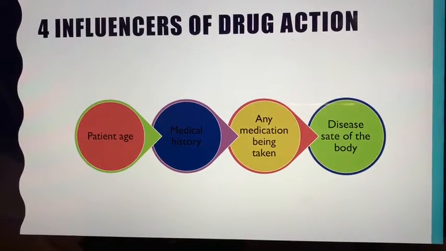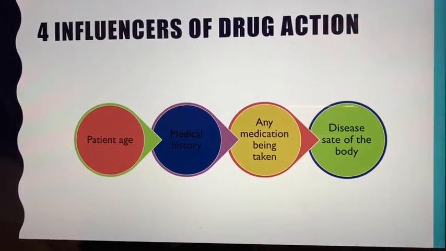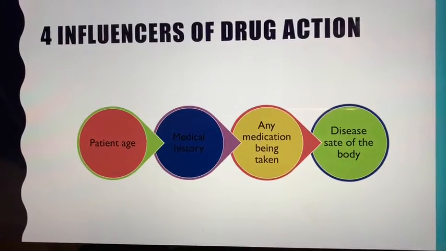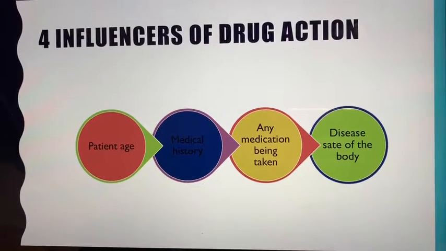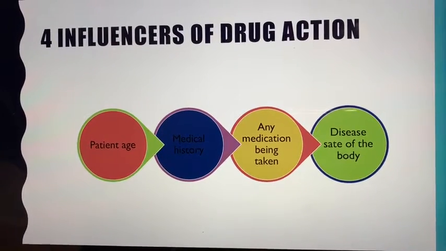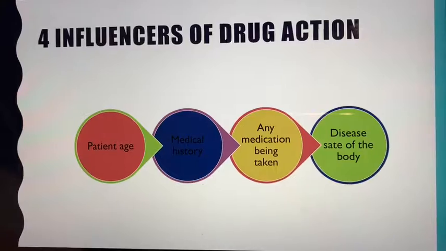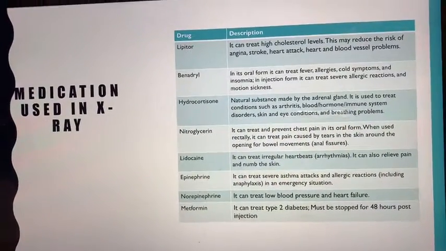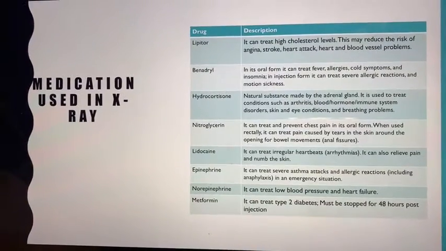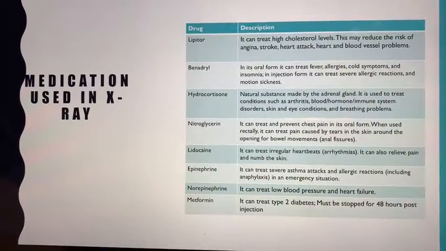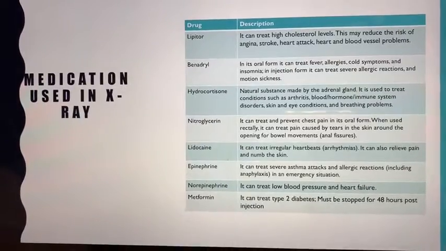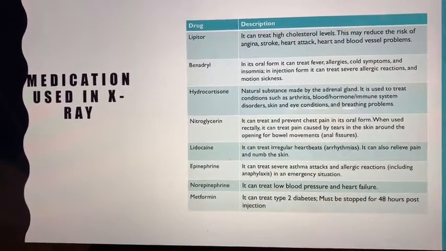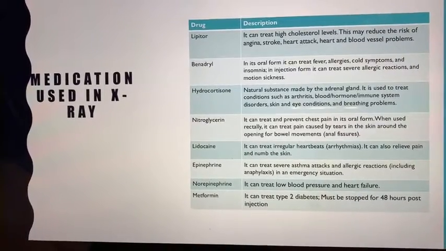Now we have 4 influencers of drug action: 1, the patient's age, 2, the medical history, 3, any medication being taken, and 4, the disease state of the body. Now we have a list of the medications that we mainly use in X-ray. We have Lipitor, which can treat high cholesterol levels. This may reduce the risk of angina, stroke, heart attack, heart and blood vessel problems.